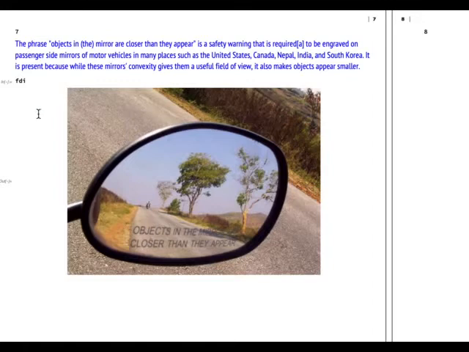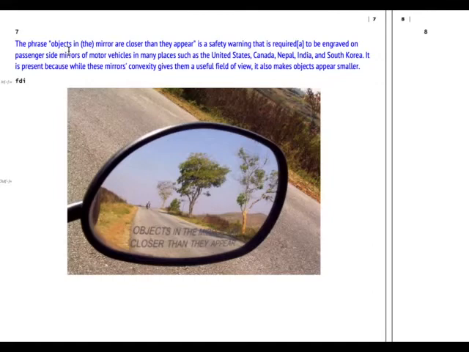Here's an example of a convex mirror. It's used as the outside rear view mirror in a car or in a truck or in an SUV. It has a little warning on it. It says, objects in the mirror are closer than they appear.